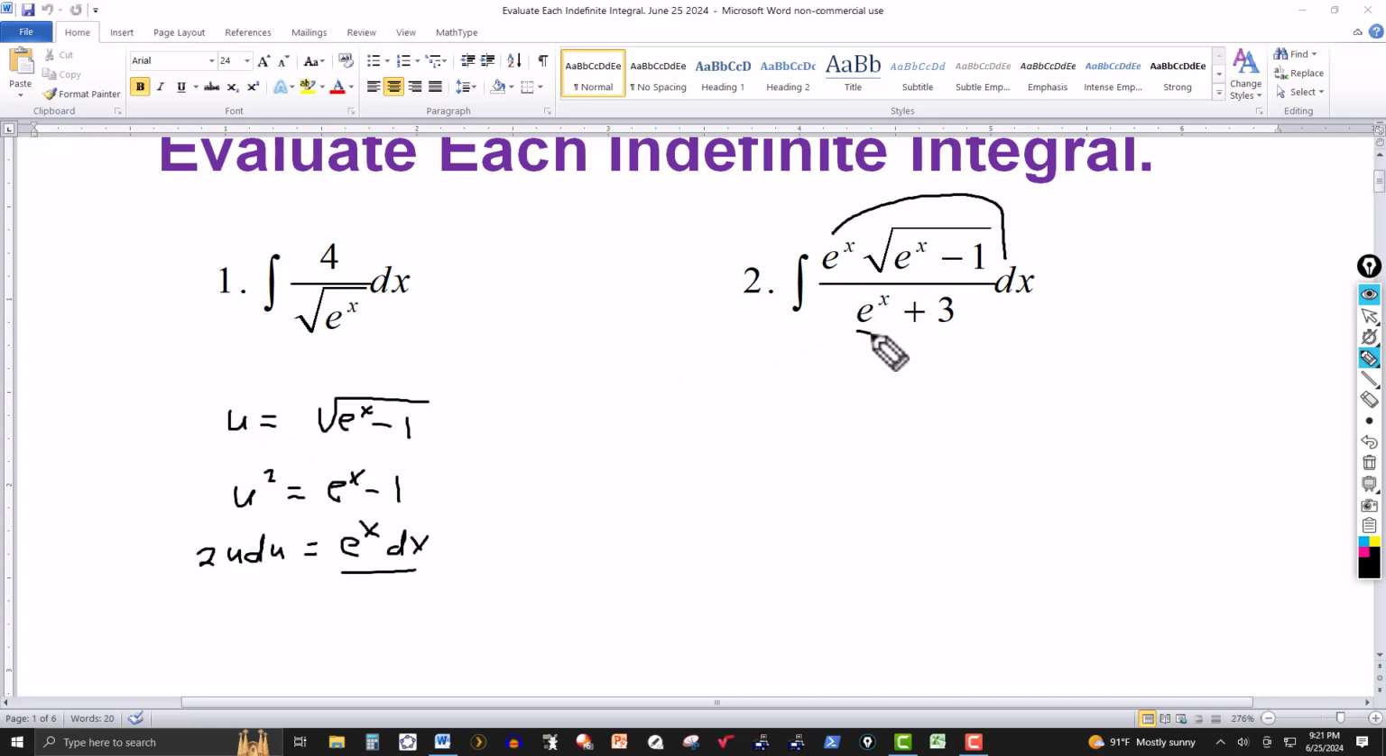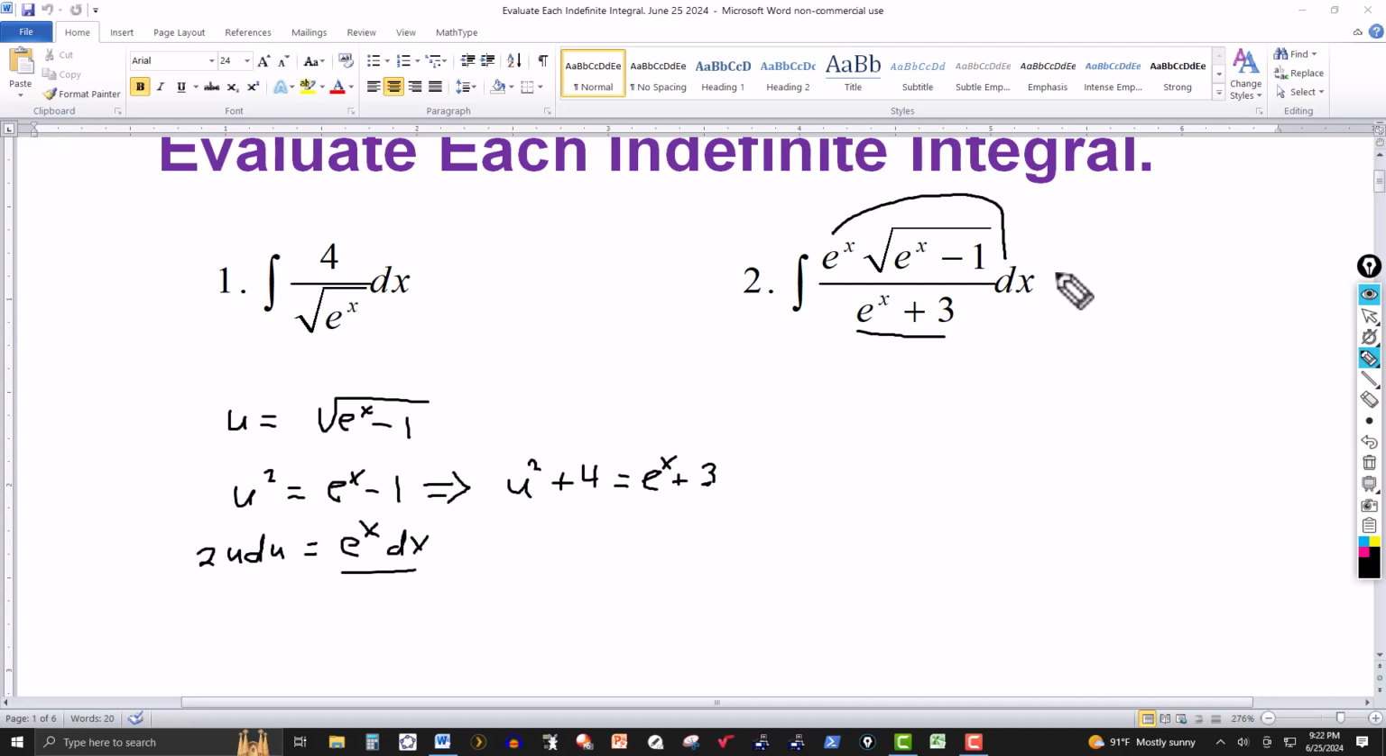I don't have anything for e to the x plus 1. I can't leave the e to the x here. So what I do is, right here, this implies, if I add 4 to both sides, this will be u squared plus 4. And if I add 4 to the other side, 4 minus 1 is 3, so this is going to equal e to the x plus 3.